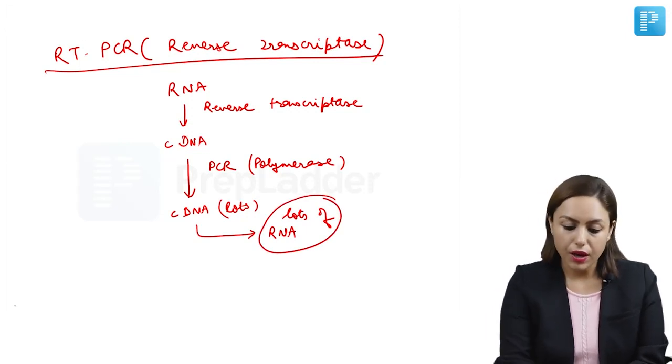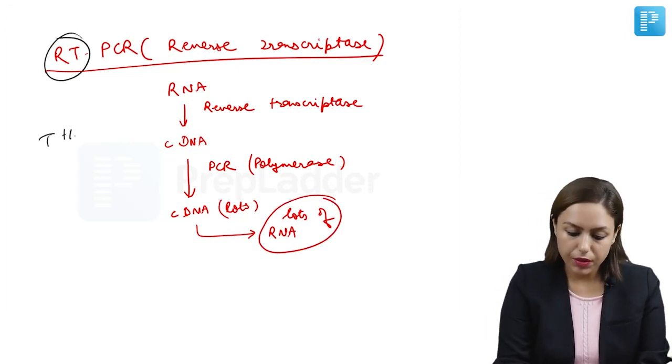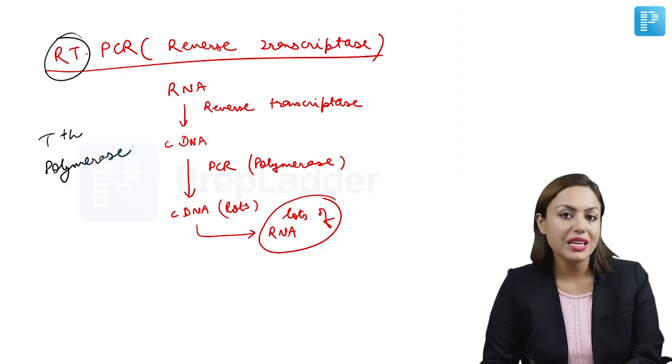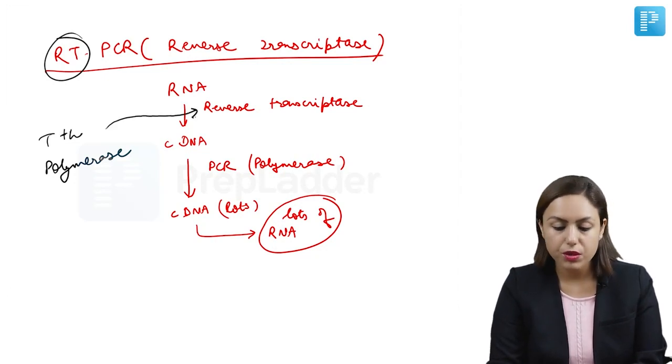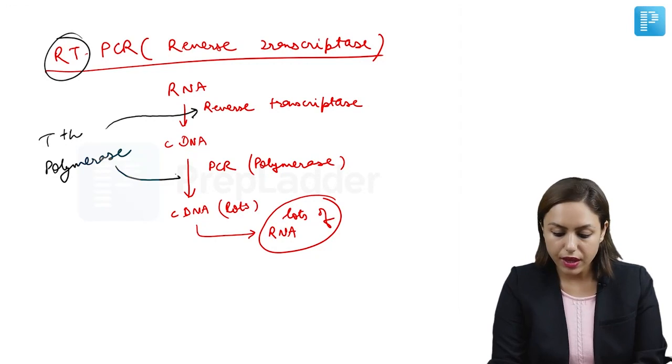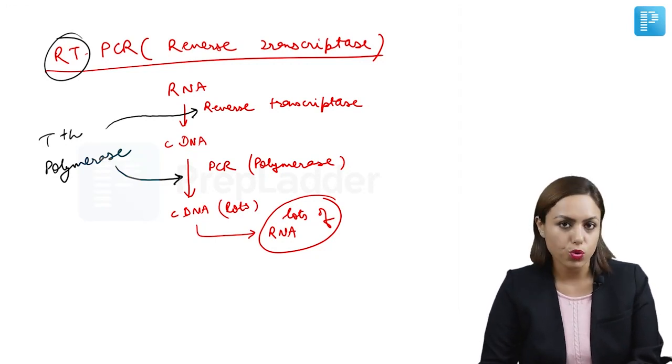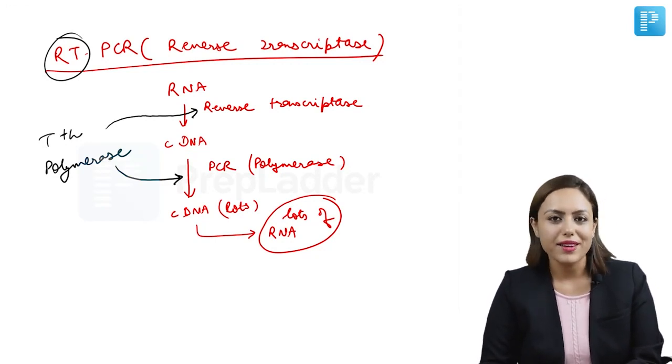Okay, so in RT-PCR there is one enzyme, Tth polymerase. This polymerase has the activity of reverse transcriptase enzyme also. It has the activity of DNA polymerase also. So this is used in RT-PCR.